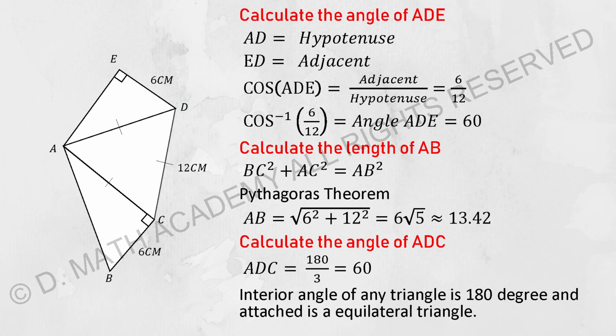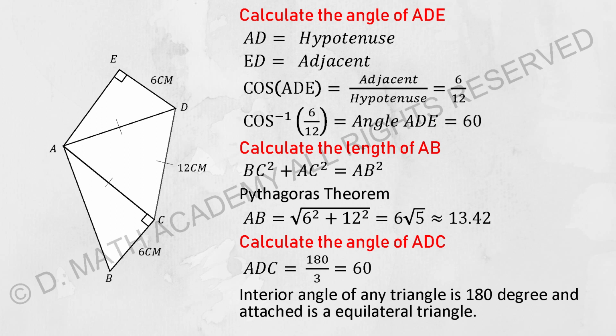So over here at the next slide, it actually has an example question. Calculate the angle of ADE. So AD is the hypotenuse and ED is the adjacent. So cosine ADE equals 6 over 12. Cosine inverse 6 over 12 gives angle ADE equals 60 degrees.